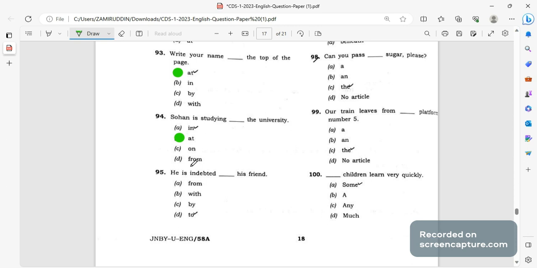He is indebted to his friend. To his friend. He is indebted to his friend. So वो उसने वो अपने दोस्त को से उसने लिया है, what do we call, money. So he has to pay to his friend. So the right answer will be 2.